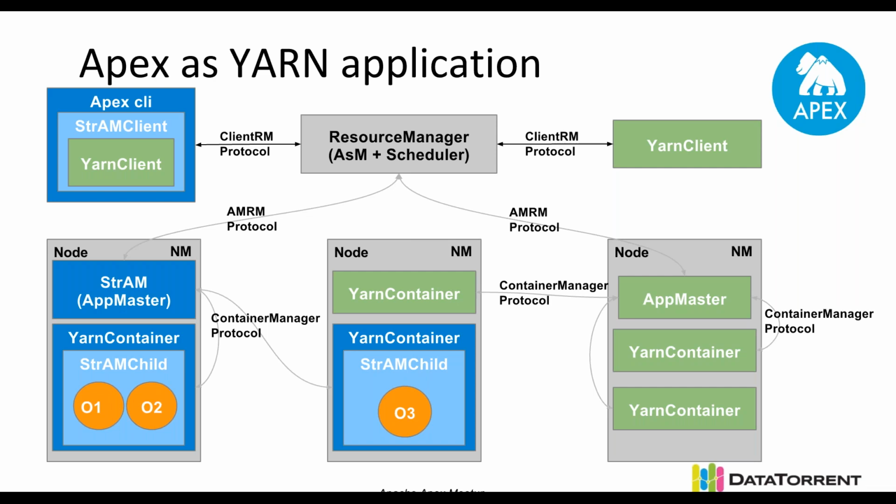Whenever a container is launched, a new process called STRAM child will run inside these containers. Again, we'll see STRAM child in detail in coming slides, but briefly, this STRAM child is responsible for hosting your operators and buffer server. I hope you remember I introduced you to the operators. Operators are the logical units where your processing will happen. Your business logic, or whatever processing you want to do on the data, will happen inside these operators. The STRAM child is responsible for hosting these operators and managing their lifecycle.